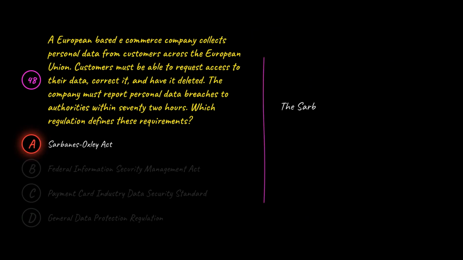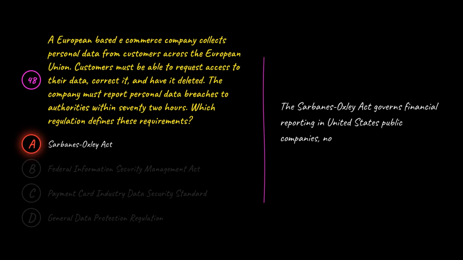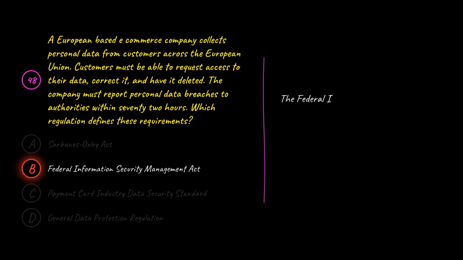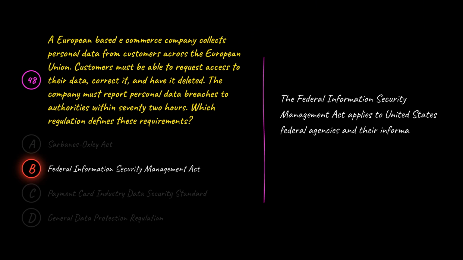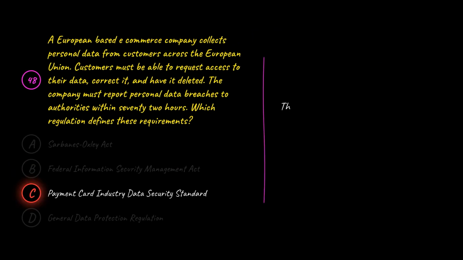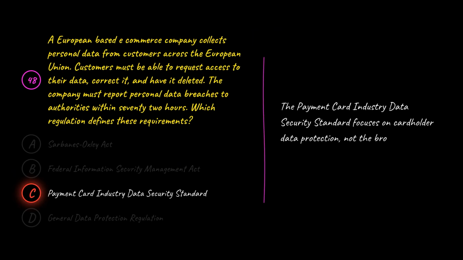A is wrong because the Sarbanes-Oxley Act governs financial reporting in United States public companies, not European consumer data rights. B is wrong because the Federal Information Security Management Act applies to United States federal agencies and their information systems, not European consumer e-commerce. C is wrong because the Payment Card Industry Data Security Standard focuses on cardholder data protection, not the broader personal data rights described.